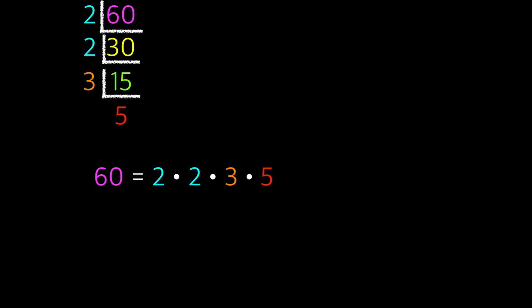So now we learned how to do prime factorization, but how is it actually going to help us getting greatest common factor and least common multiple?